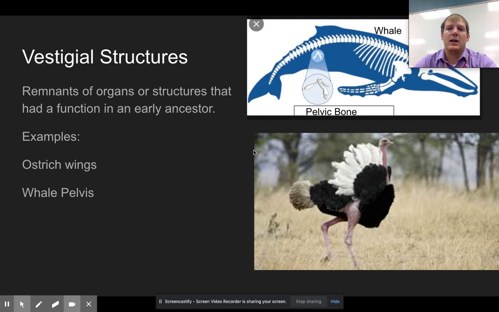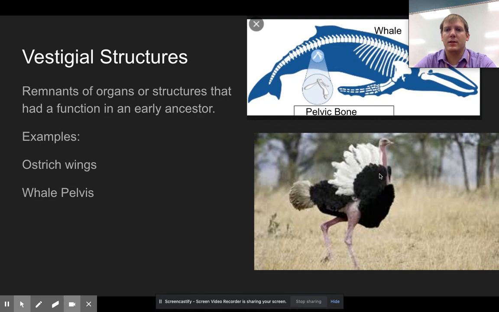Okay, and then last but not least, this one comes out more after Darwin because Darwin didn't necessarily have examples of this, but vestigial structures, okay? Vestigial loosely translates to the word useless. So these structures are useless in the species that they're found in. Okay, whales have a pelvis bone. Whales don't have legs, so why do they need a pelvis where legs would attach?